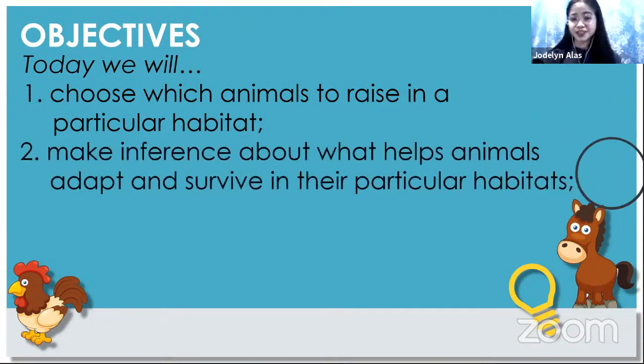Today we will, anyone? What are we going to learn today? Type I in the chat area. Sir Armando raised his hand po. Okay. Yes, Armando, may you please read our second objective? Today, we will make inference about what helps animals adapt and survive in their particular habitats. Wow, good job. Nice reading.